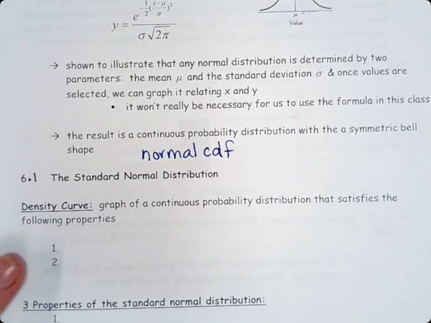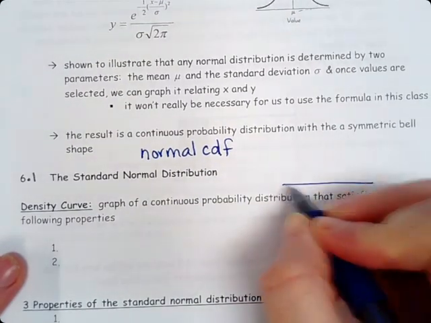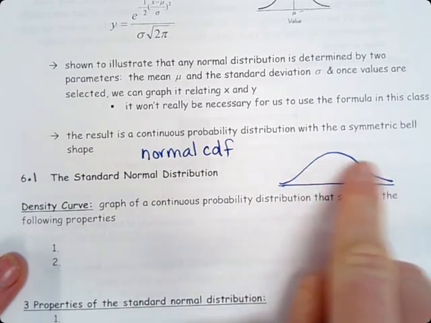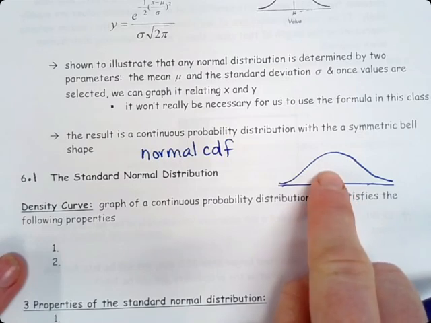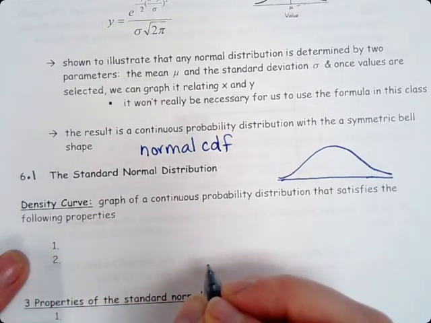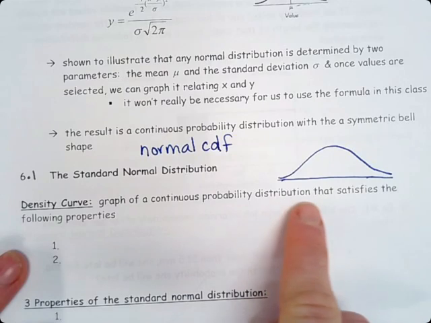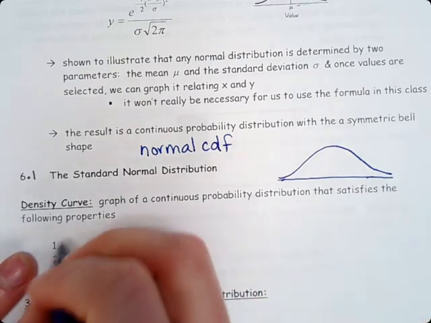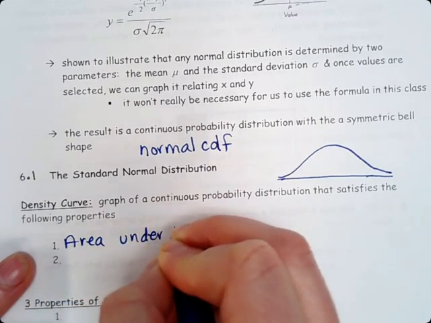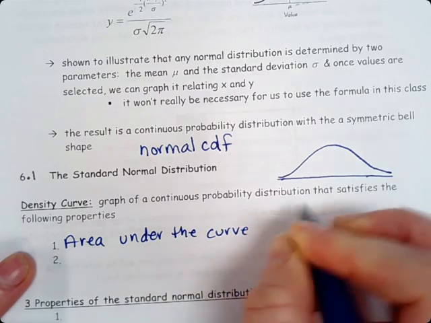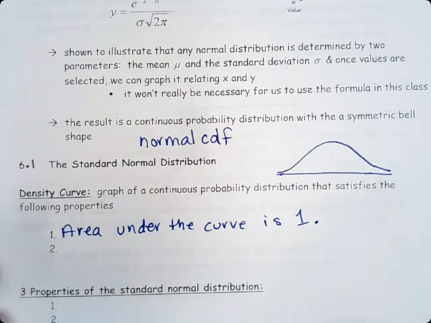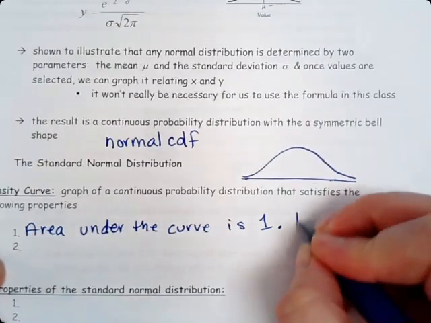Okay, let's look at the density curve. So when we have this, there is an area within this, and the area corresponds to probability. Density curve: graph of a continuous probability distribution that satisfies the following properties. First one is the area under the curve is 1. And the reason it's 1 is because area corresponds directly with probability.